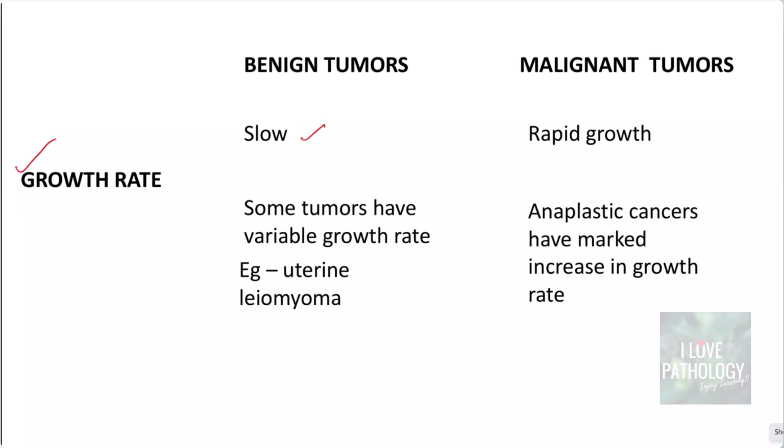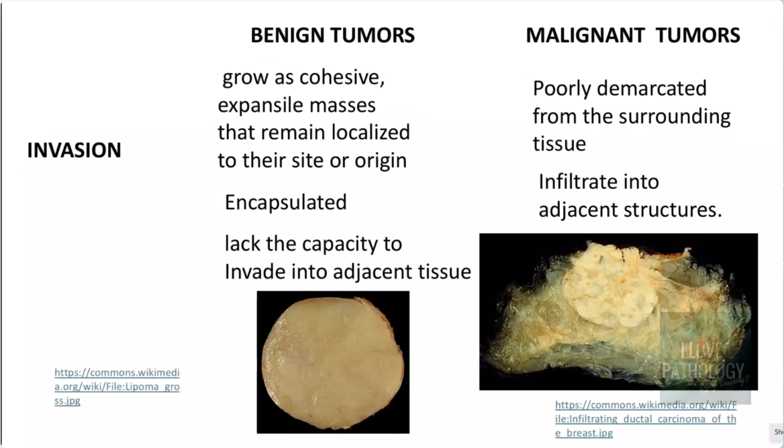For example, uterine leiomyoma, they are dependent on the estrogen. Sometimes they can grow at a faster rate than normal benign tumors. Whereas all malignant tumors almost have rapid growth. And remember, all anaplastic cancers, which means very high grade cancers which do not have differentiation, are the tumors which have marked increase in the growth rate. So you know the difference between benign and malignant tumor. Benign tumor has slow growth rate, and malignant tumors have rapid growth rate.